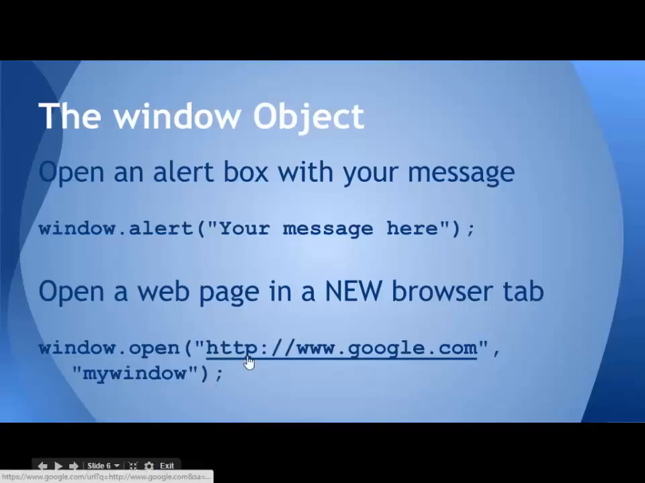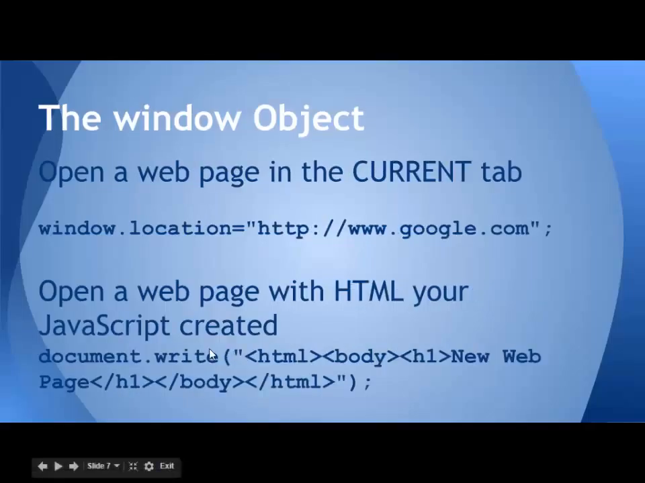Now a lot of people confuse that with window.location. Say you want to completely replace the current tab with another web page. This is what you would do to do that. They press a button, now you want to bring up another page. You can say window.location, and now that tab takes you automatically to this new page. Yeah, it's like a hyperlink, but it's a replacement hyperlink.